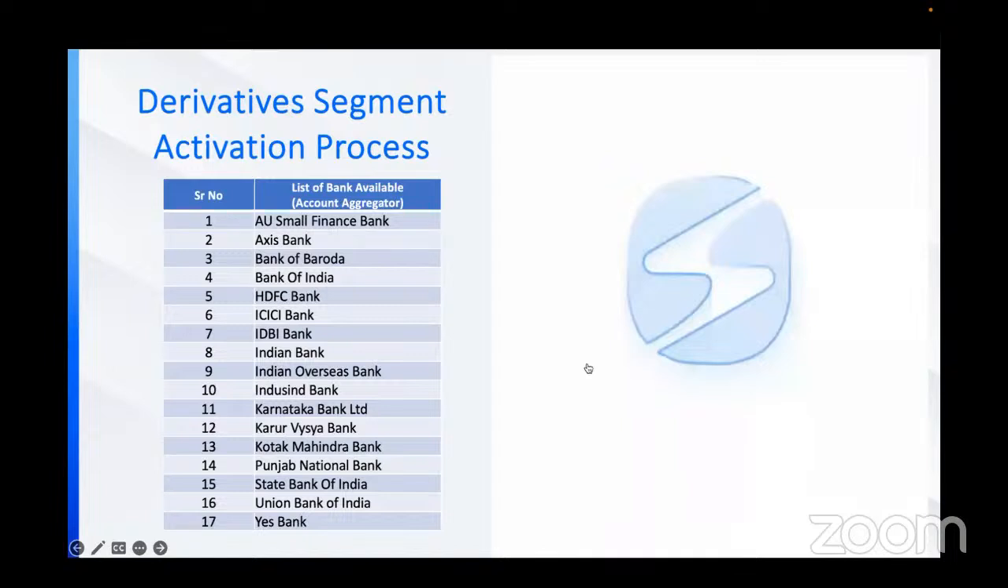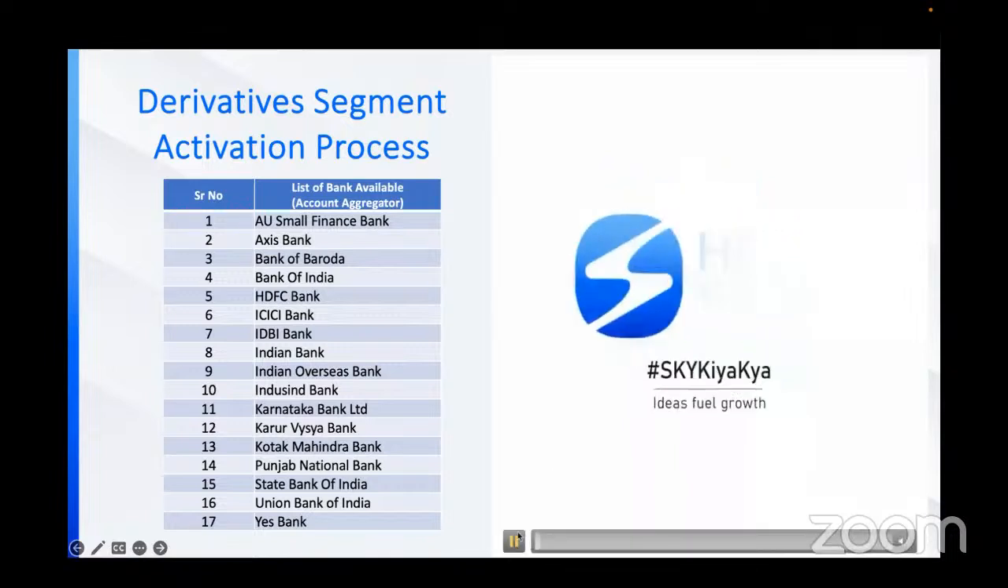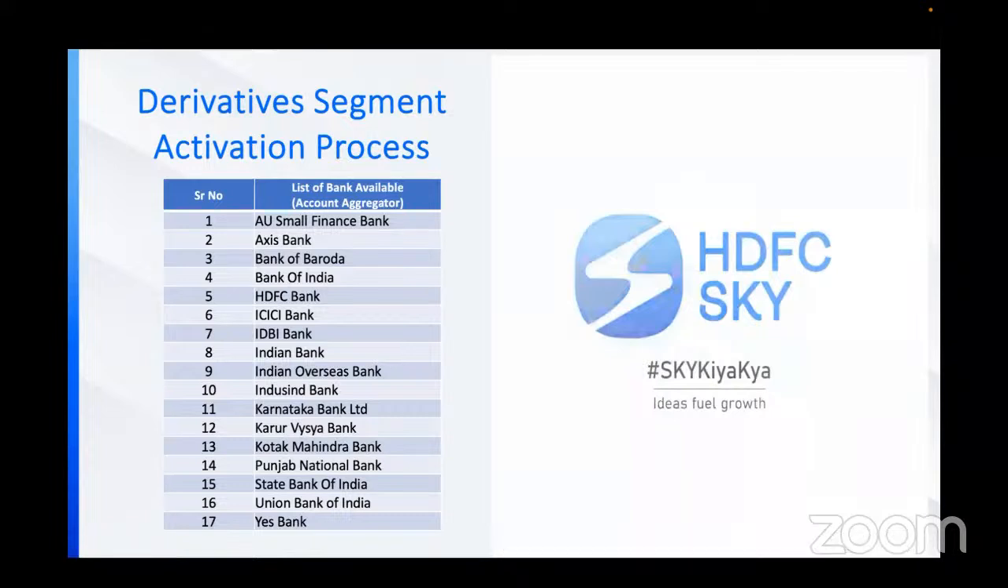So if you have these banks associated with your account, you can simply activate your segment. These are the list of banks which are there on the Sky app for the segment activation process. So I'm playing a small video. You can just have a look.